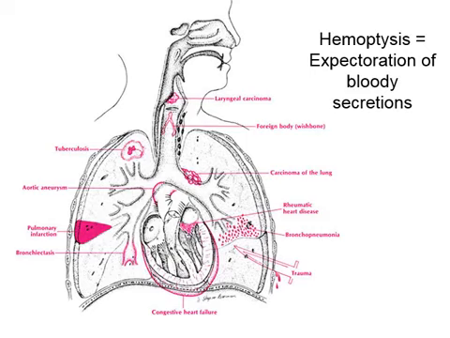This is a reminder of the difference between hemoptysis and hematemesis. Hemoptysis is the expectoration or coughing up of bloody secretions, and this drawing is showing you the various places from where that blood can come. You should look at each of those causes and understand them.